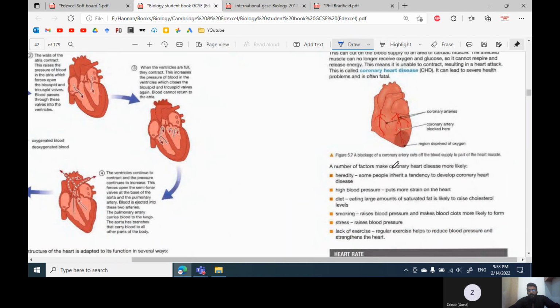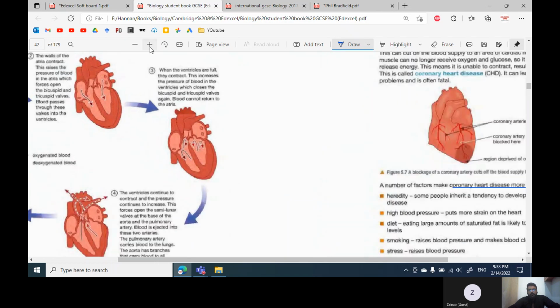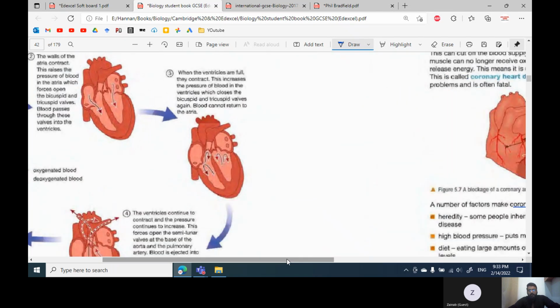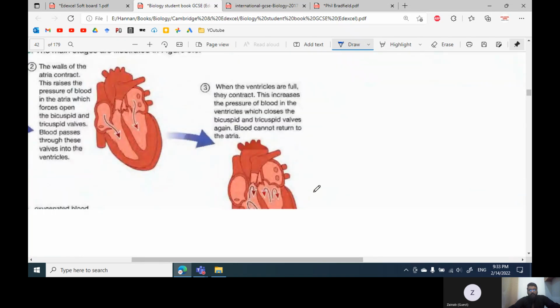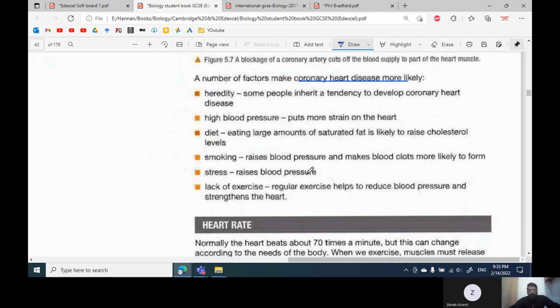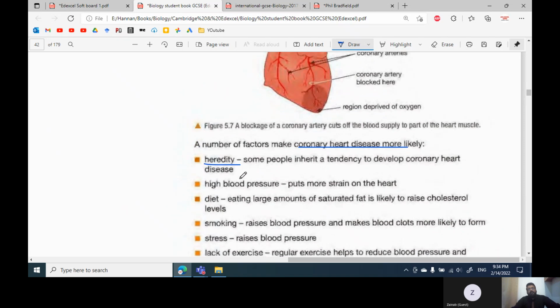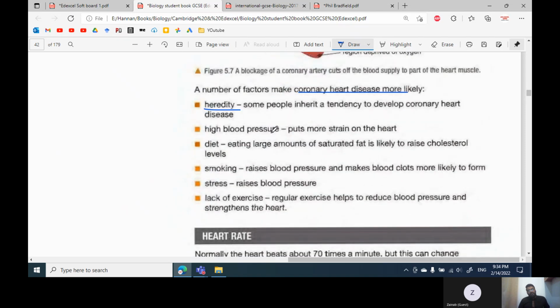Okay, let's have a look at how we get heart disease. For example, there is a very important point, and that is heredity. Sometimes heredity counts very much. And then after that, there is high blood pressure. It weakens the heart, more strain on the heart, right? And then diet, very important. Saturated fat diet, smoking, stress, lack of exercise. Stress is very important. Smoking also, and then lack of exercise.